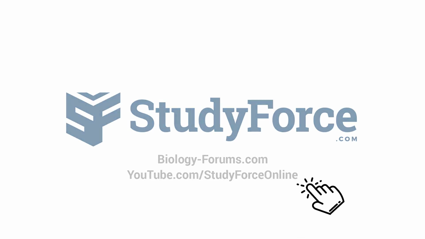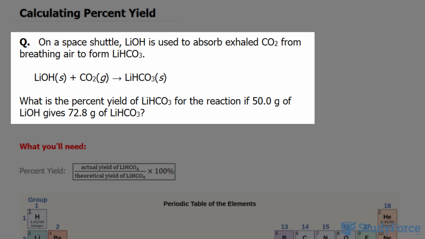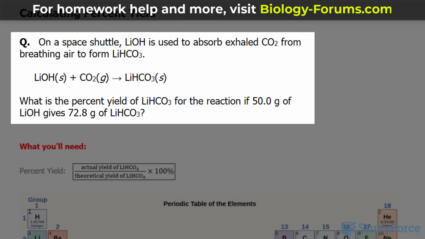In this lesson, I'll show you how to calculate percent yield. The question reads, on a space shuttle, lithium hydroxide is used to absorb exhaled carbon dioxide from breathing air to form lithium carbonate, and the chemical reaction is shown underneath.